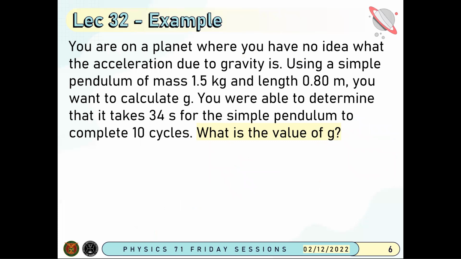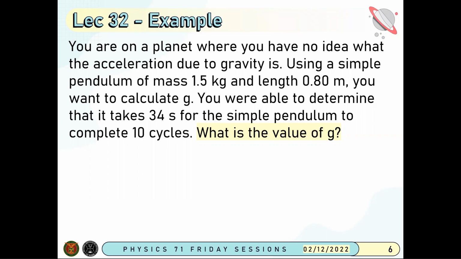Okay. Sample 1, you are on a planet where you have no idea what the acceleration due to gravity is. Using a simple pendulum of a mass 1.5 kilogram and length 0.8 meters, you want to calculate, of course, the acceleration due to gravity, g. You were able to determine that it takes 34 seconds for the simple pendulum to complete 10 cycles. So what is the value of g?